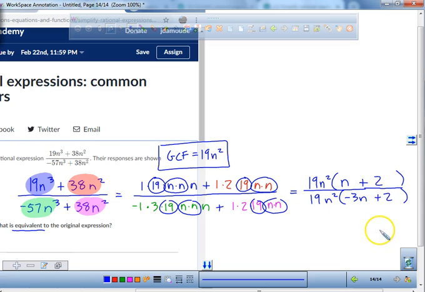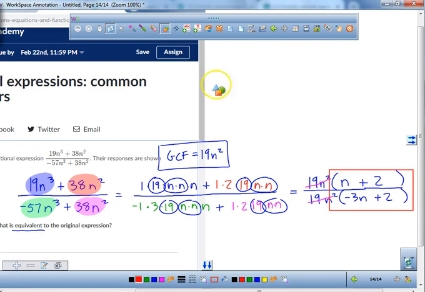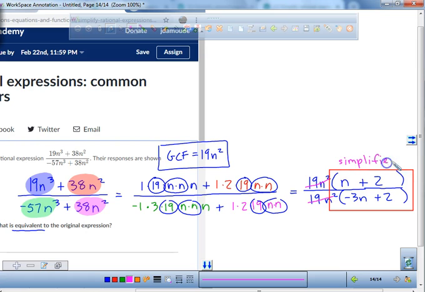All right, so whenever you're simplifying common factors, what can now cancel out? 19n squared cancels out. And so what are we left with? N plus 2 over negative 3n plus 2. Okay. So right now, this right here, I'm going to box it in. This is considered to be a special word called simplified. This is your simplified answer.